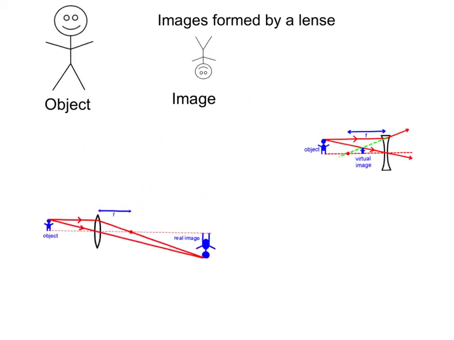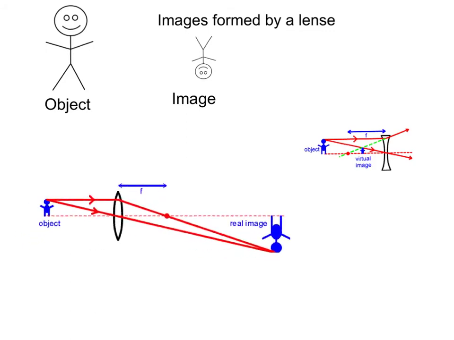And just to show you that real images are formed when the rays of light which come through the lens simply come together. So both of these rays of light are still real rays of light, and we'll come on to that in the lesson as well.